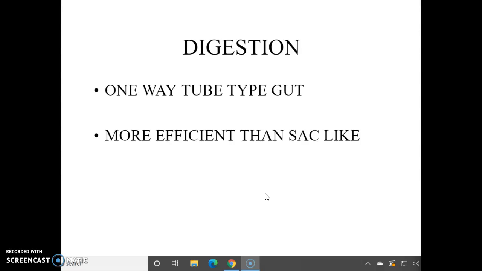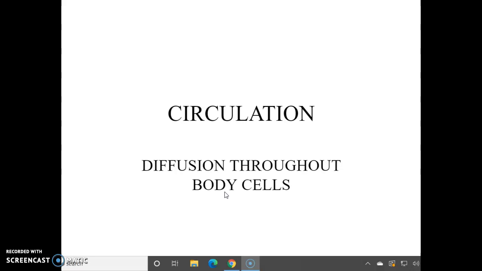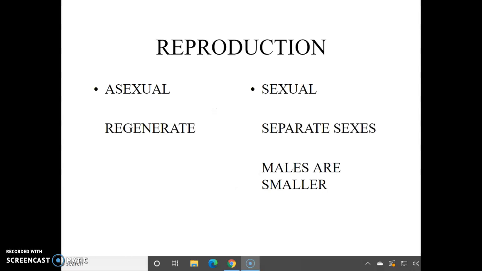Digestion, one-way tube type gut, and of course that's more efficient because you don't have mixing of waste with the incoming food and it's able to digest as it keeps taking food in, so it's more efficient. Respiration, we still have diffusion through the body wall. Circulation is also diffusion throughout the body cells. And asexually, it can regenerate.